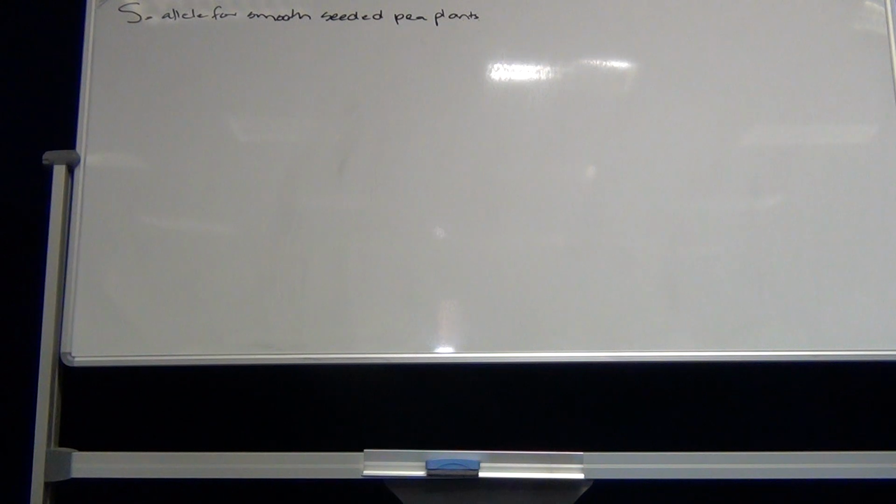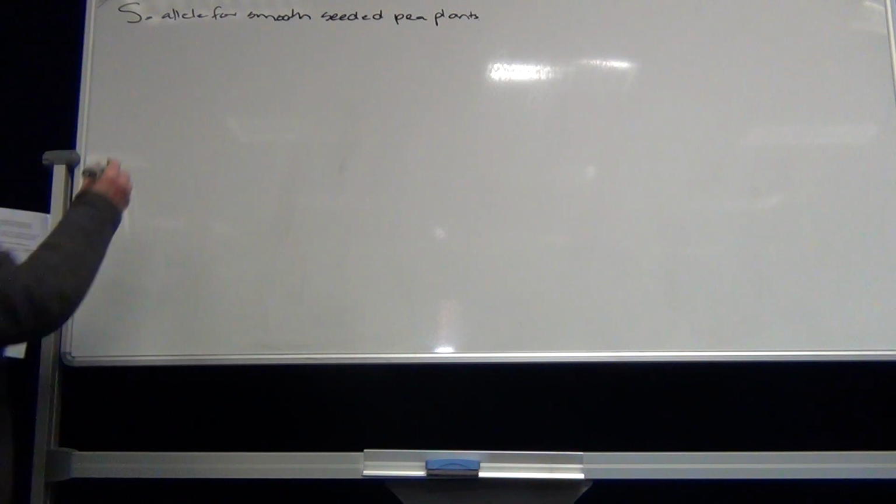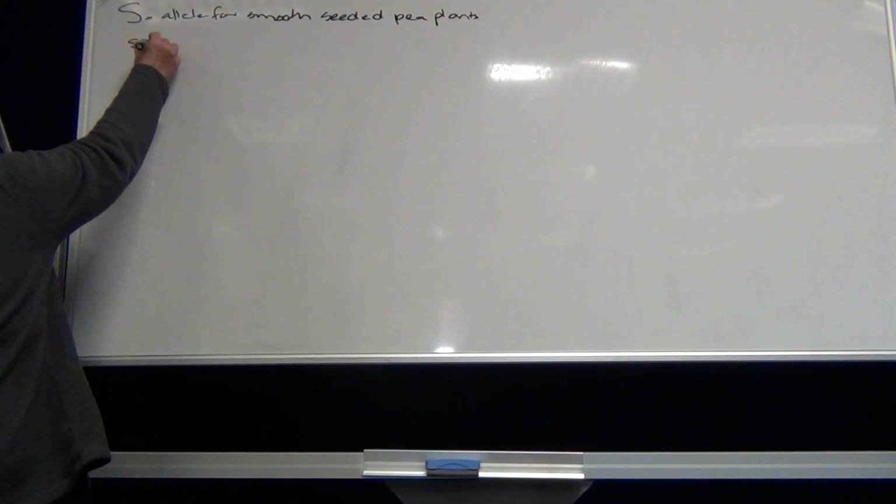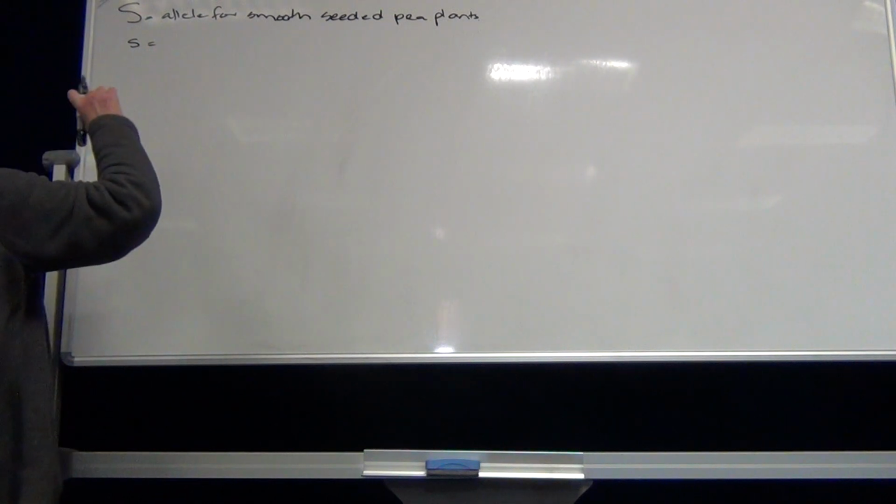Yes, Matt? Ma'am, do you need to say allele for smooth-seeded pea plants, or can you just say smooth-seeded pea plants? No, it's the allele for it. But they've given it to you here, so you don't need to write it. But if they don't, you need to. And then lowercase s would represent the allele for wrinkled seeded pea plants.